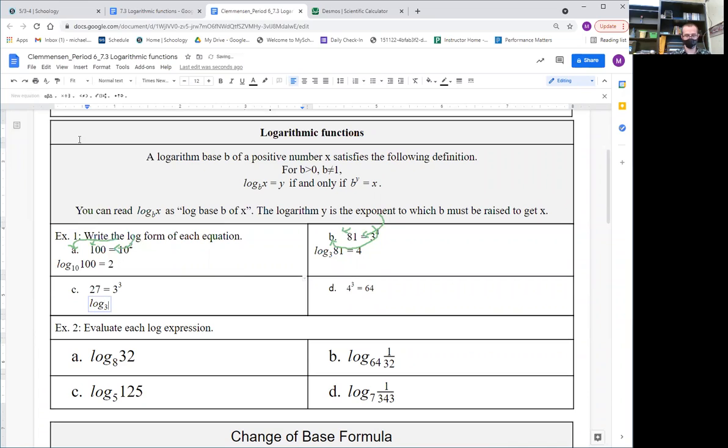Good. Good. Perfect. Exactly right. Log base 3 of 27 equals 3. Perfect. Any questions on C before we move on to D?